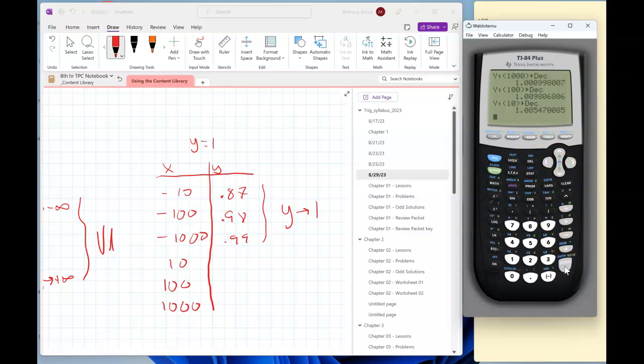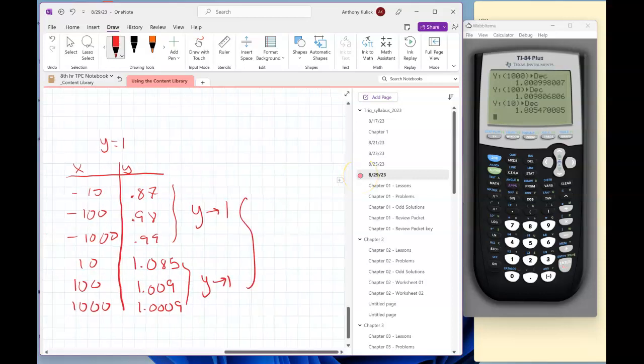So there we go. So I have 1.085, 1.009, and then I have 1.0009. Again, going to y equals 1, and that's my indication that I have a horizontal asymptote, is that both of these are going to kind of the same value.